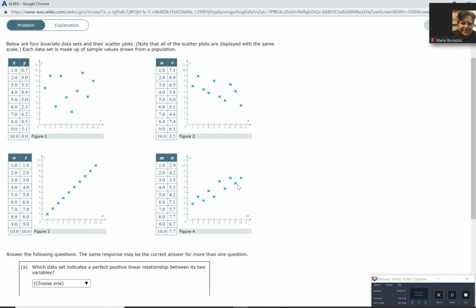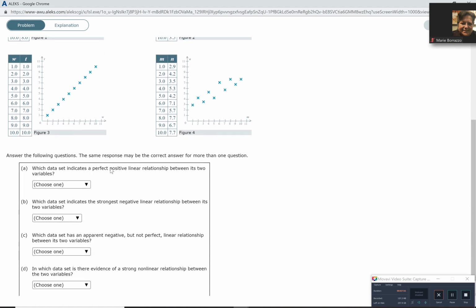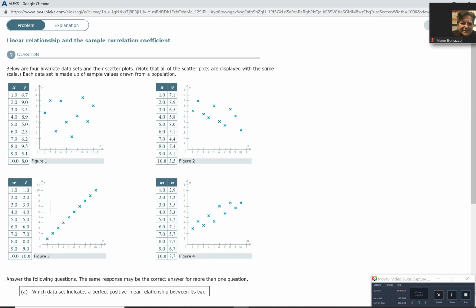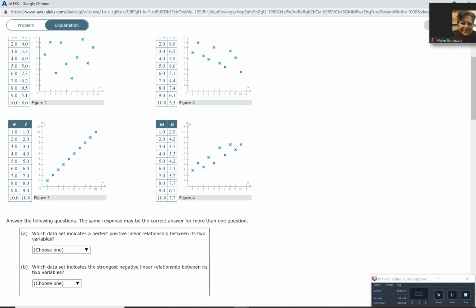Okay, so let's take a look, and let me see if I can actually click on these. So it says, which data set indicates a perfect positive linear relationship between these two variables? Obviously, that's WT. And you literally are going to click on this. It's a drop-down menu, and you're going to select WT. So rather than do that, let me just show you the explanation because I don't have the same functions you do.